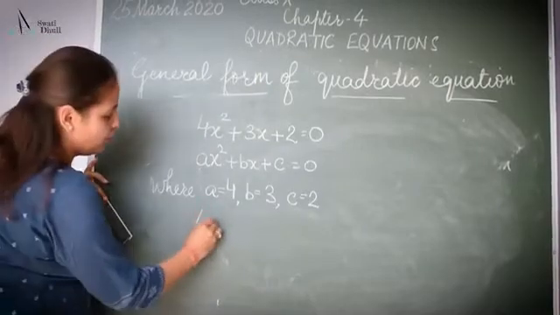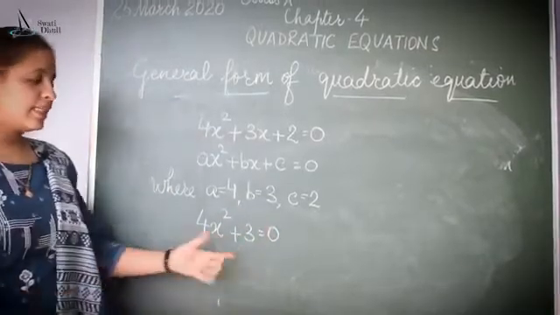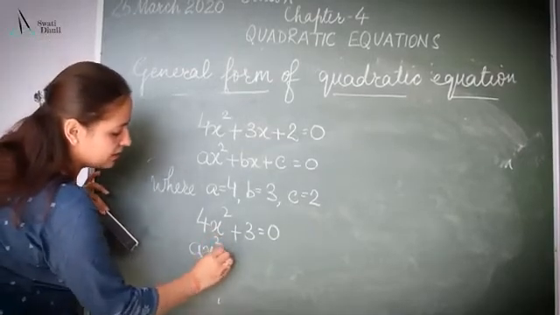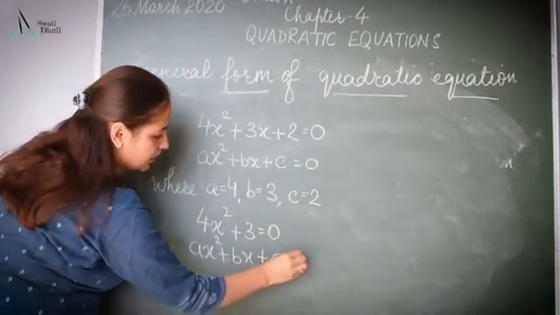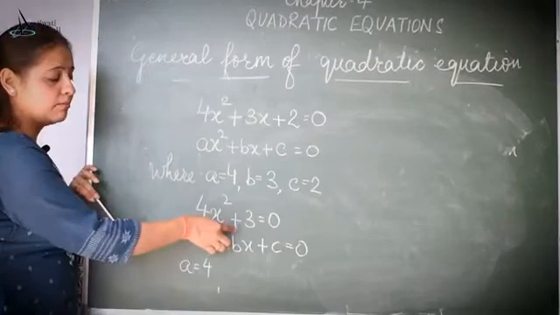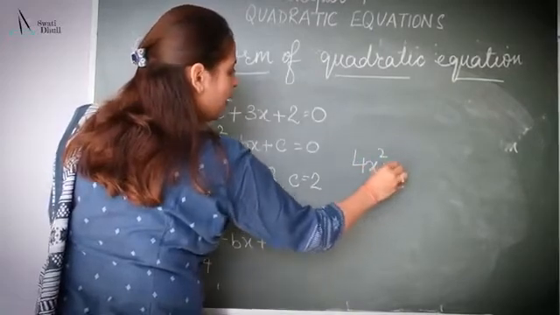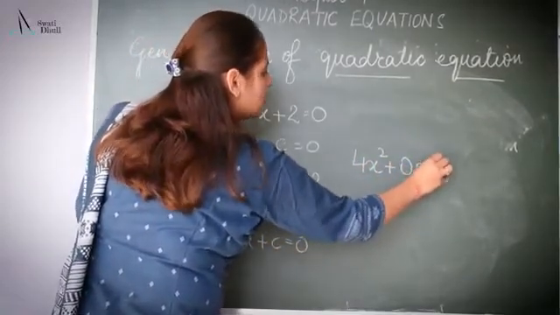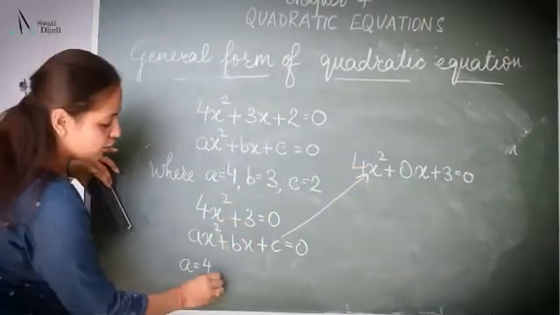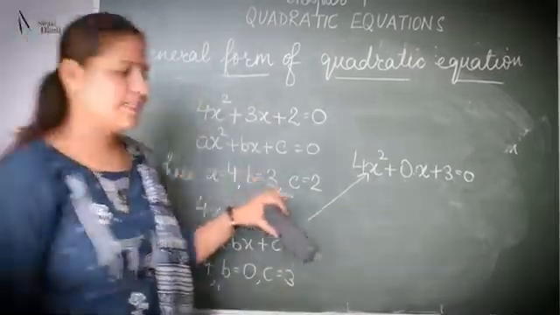Now if I say 4x square plus 3 is equal to 0, this is again a form of quadratic equation, because if I compare it with the general form, you will get a is equal to 4. Now there is no term which contains the variable x, so I can write this equation as 4x square plus 0 into x plus 3 is equal to 0. Now, if I compare these two equations, you will get b is equal to 0 and c is equal to 3.